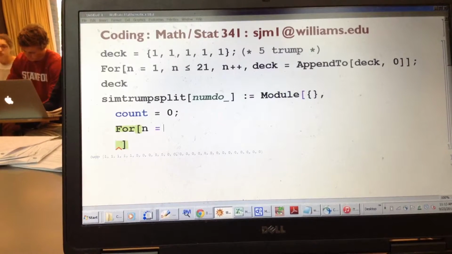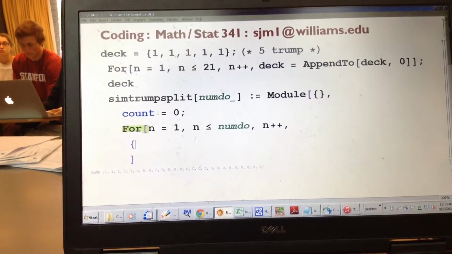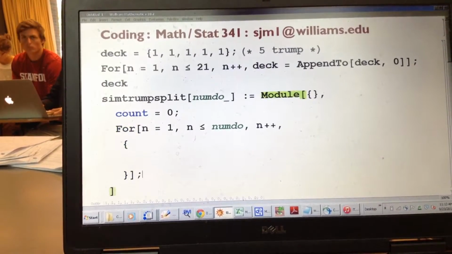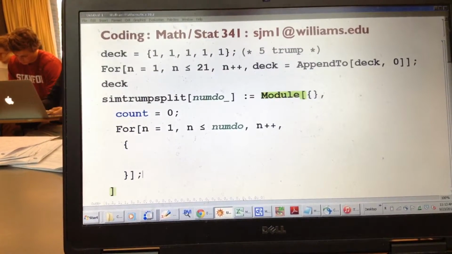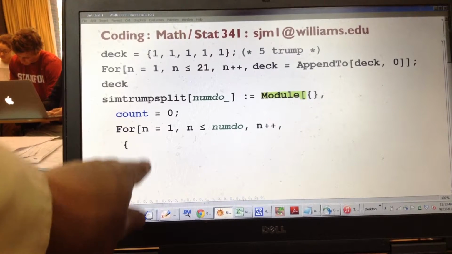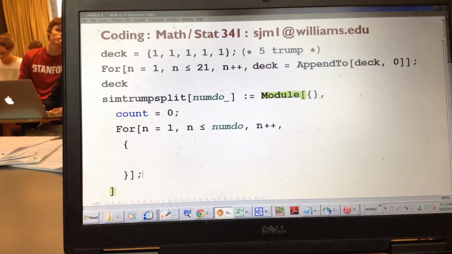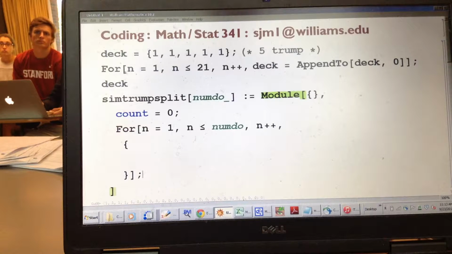For n equals 1, n less than or equal to num_do, n plus plus. So I'm now going to begin and end a for statement. So the curly brace means begin, and then the other curly brace means end. And I have a bracket to mean I've started my for statement. I need a bracket and a semicolon to mean that I've reached the end of my for statement. And again, it's really good habit to always start and end what you're doing immediately. Did you notice anything about how Mathematica spaced things out?